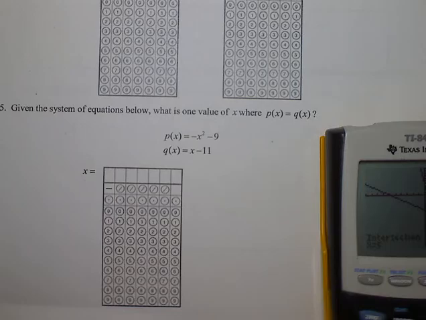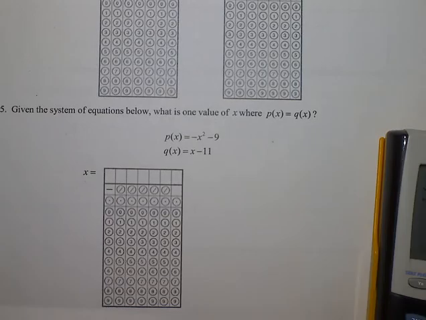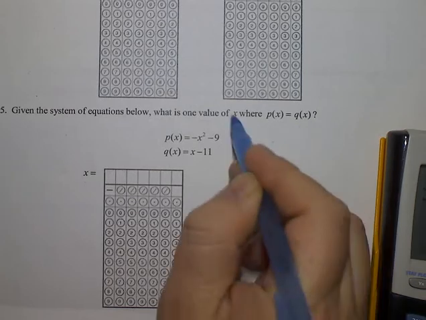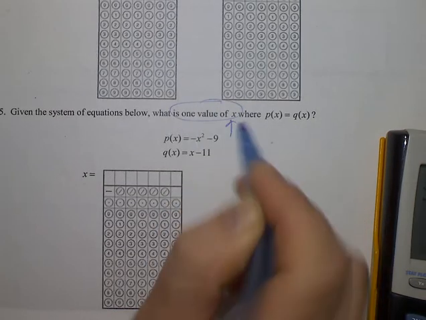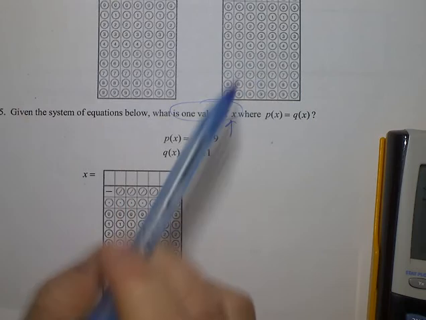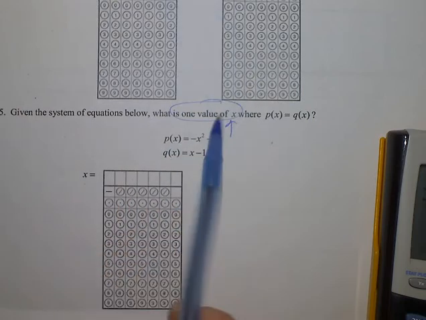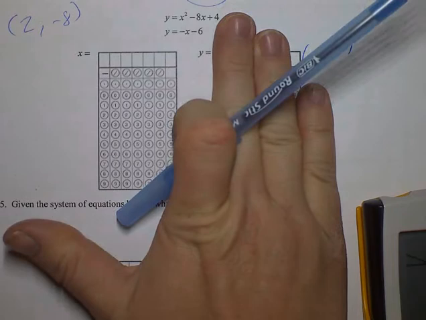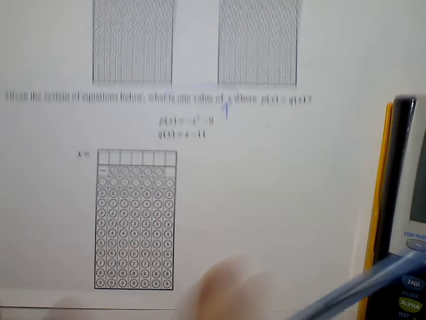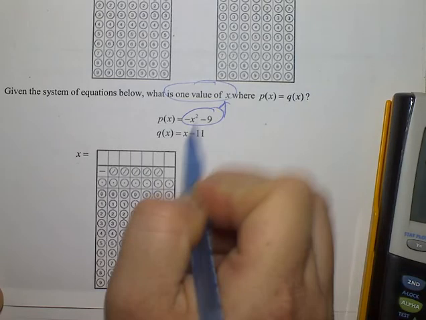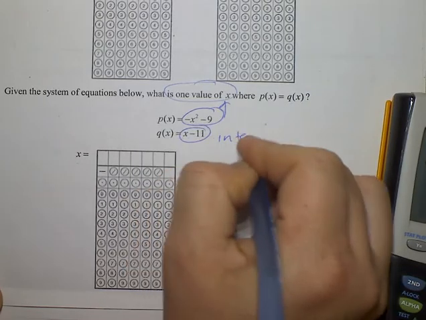So the next one is, given the equations below, what is one value where they're equal? Okay, look up here. We want to know one value of x. So again, it's kind of like the problem above where we're only going to give one answer, one value of x. I don't want x and y. I only want an x answer. One value of x where the two are equal. So I want to know, where do these intersect? So same thing right now.